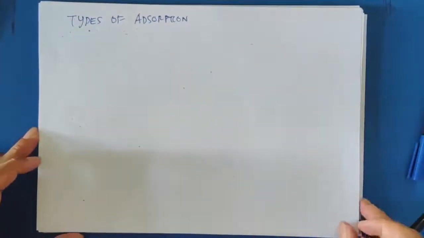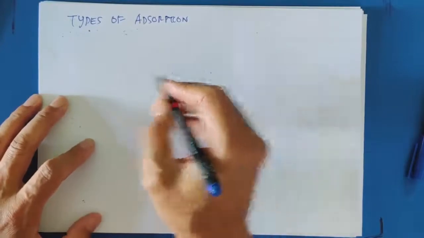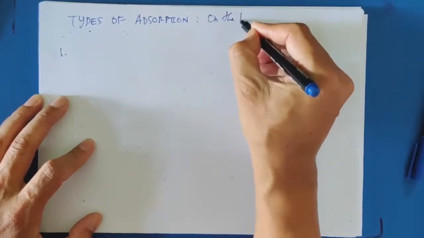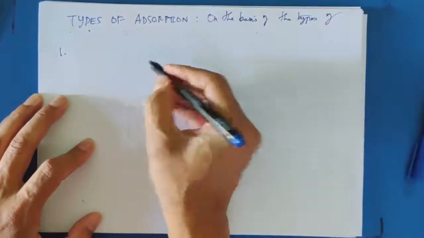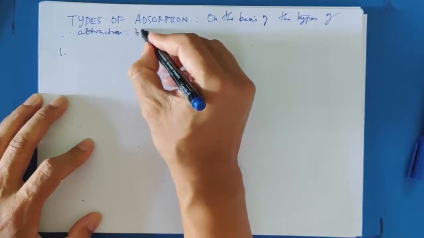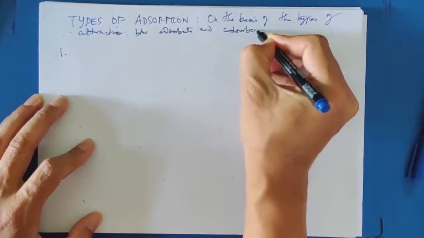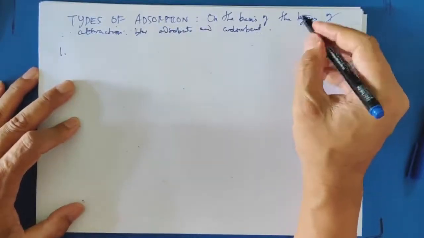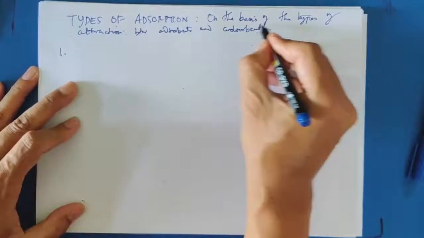Like chemical bonds. So now on the basis of the types of attraction between the adsorbate and adsorbent, the following types of adsorption are given below. Okay, so see the types of attraction.